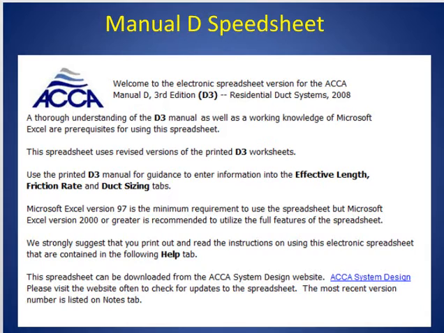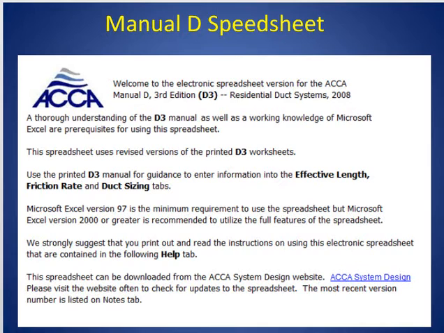Welcome to the electronic spreadsheet version of ACCA Manual D, 3rd edition, D3, Residential Duct Systems, 2008. A thorough understanding of the D3 manual as well as a working knowledge of Microsoft Excel are prerequisites for using this spreadsheet. The spreadsheet uses revised versions of the printed D3 worksheets. Use the printed D3 manual for guidance to enter information into the effective length, friction rate, and duct sizing tabs. Microsoft Excel version 97 is the minimum requirement to use the spreadsheet, but Microsoft Excel version 2000 or greater is recommended to utilize the full features of the spreadsheet.